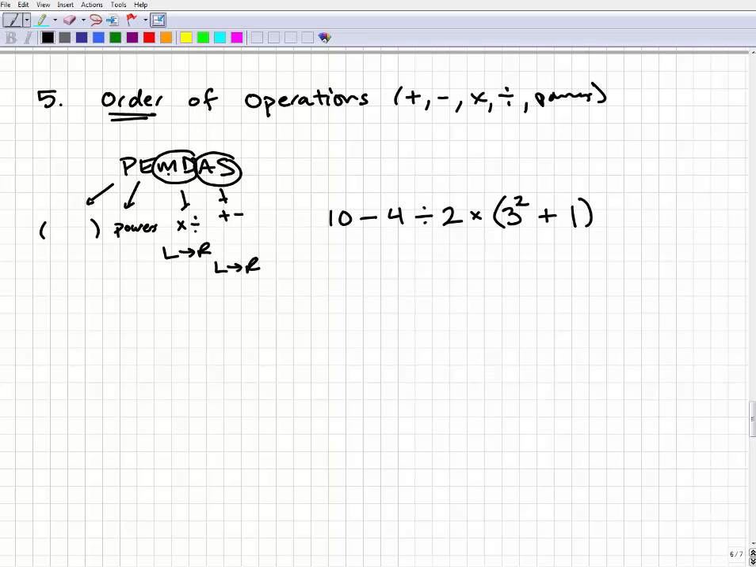So in other words, it doesn't have to be multiplication then division. If I have division to the left and then multiplication, I do it that way. Same thing with subtraction and addition. A lot of students get stuck and they're like, oh, I have to do multiplication before I do division.